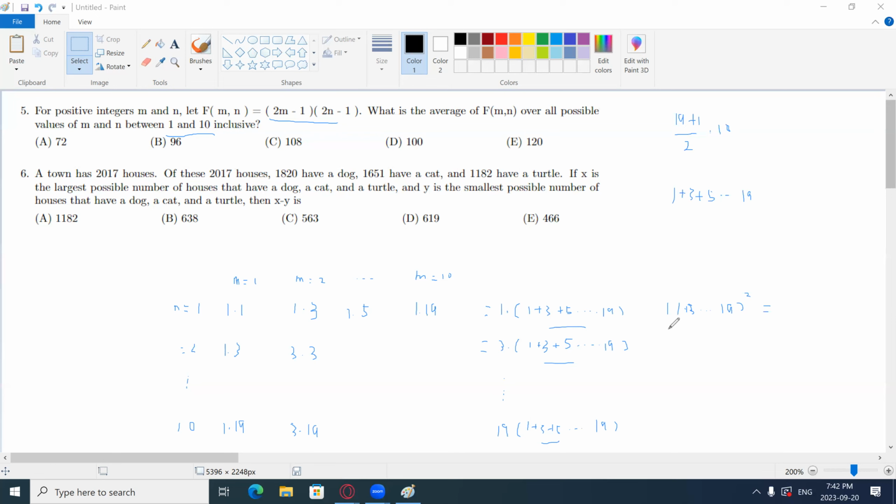And there are 100 terms that we're adding up because there are 10 rows and 10 columns. So we should divide this by 100 to get the average, because the sum divided by the number of terms is the average. So 10,000 divided by 100 is 100. So the answer is C. I mean, the answer is D, because D is 100.